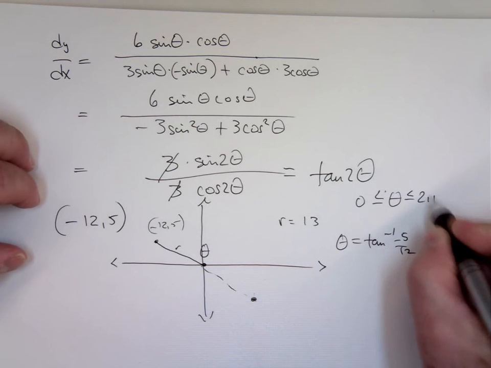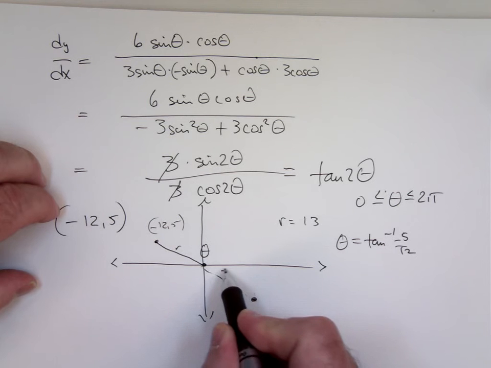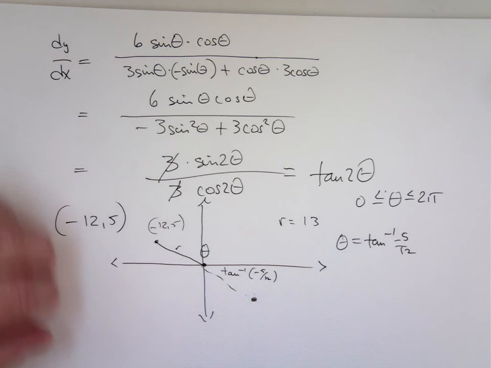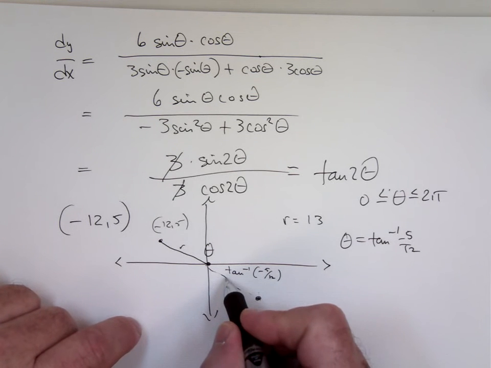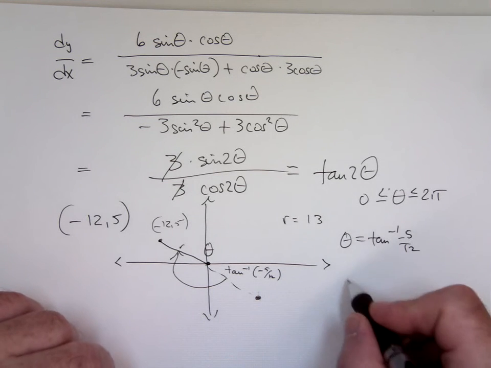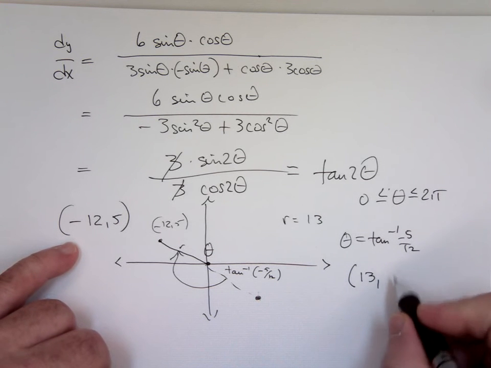This angle is over here. This is the inverse tangent of negative 5/12. So what you need to do is add pi to that to get you over to here, and that will be one. Okay, so one answer is 13 and pi plus this angle.